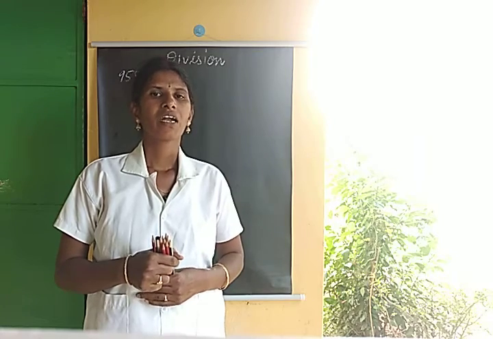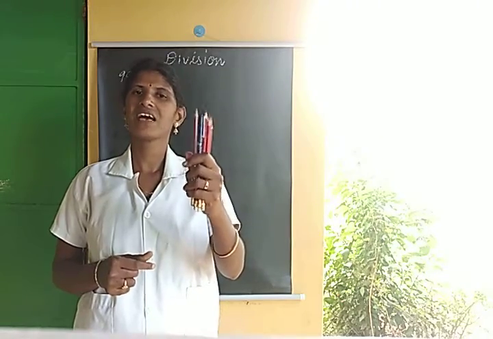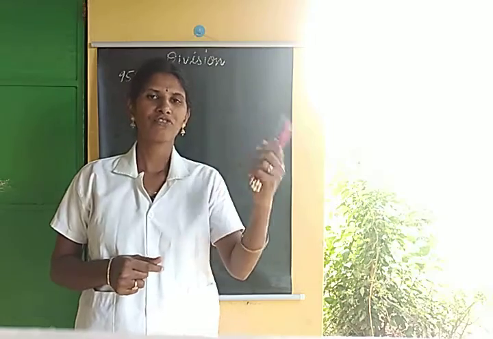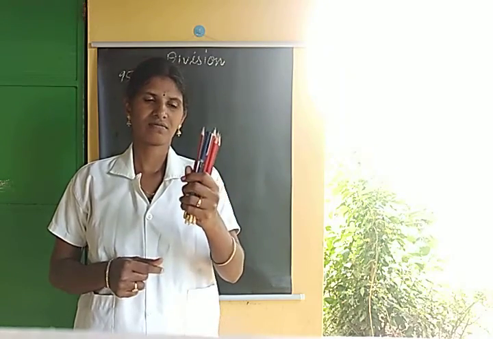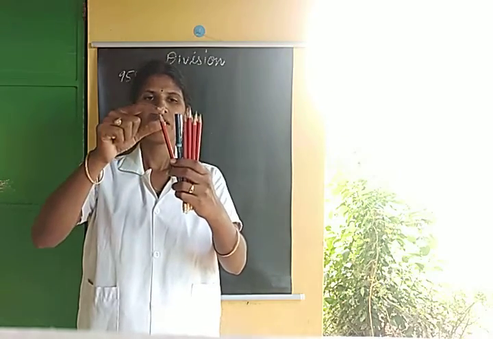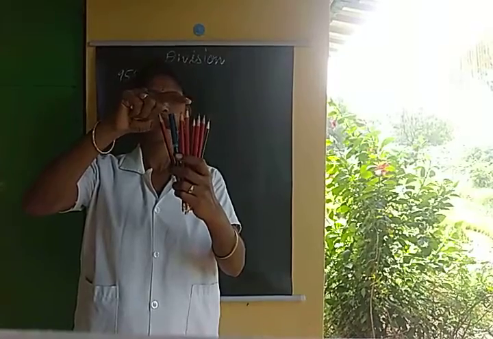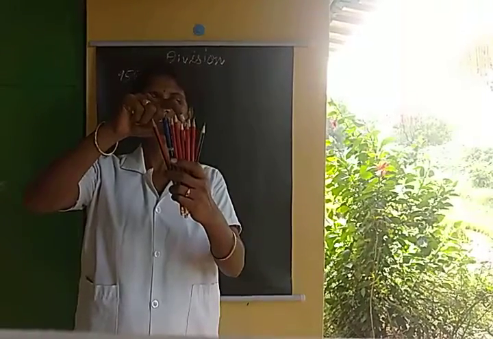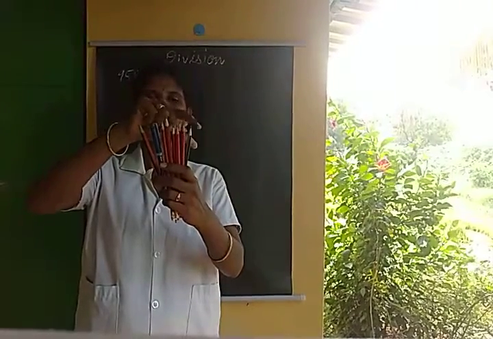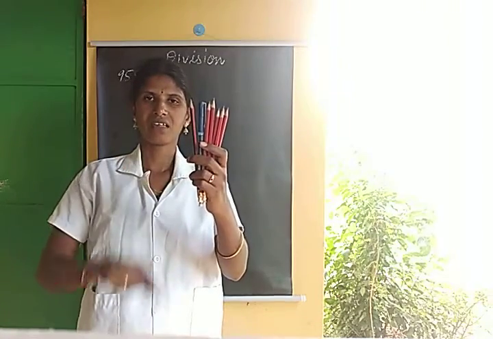Now, in my hand, I have some things. That is pencil and pen. I am going to give these things to 5 students. How many are there? Just count it. 1, 2, 3, 4, 5, 6, 7, 8, 9, 10. 10 pencils and pens are there.